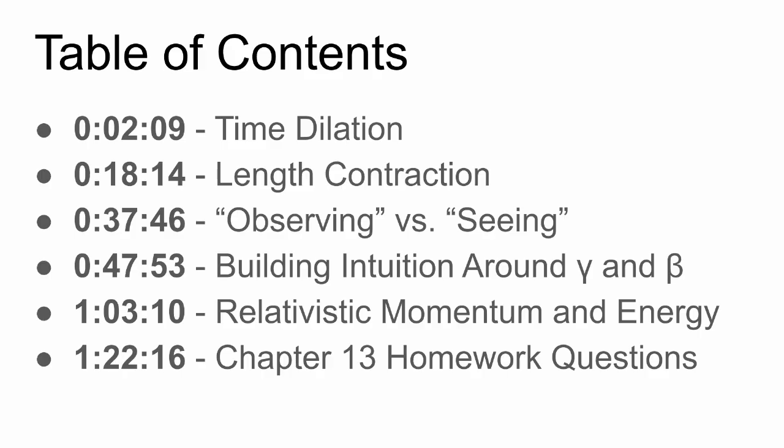Then we have a number sense exercise that is trying to build some intuition around the two factors that commonly occur in relativistic expressions. The first is gamma, also called Lorentz factor, and the second is beta, which is just speed, expressed as a fraction of speed of light. Then we cover some aspects of relativistic momentum and energy. The last lecture section goes over calculation questions from the special relativity chapter.